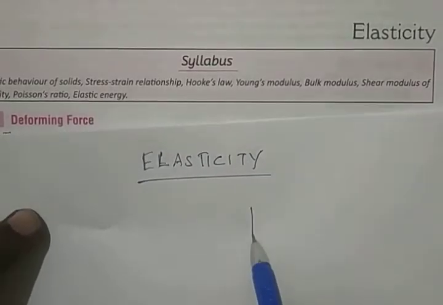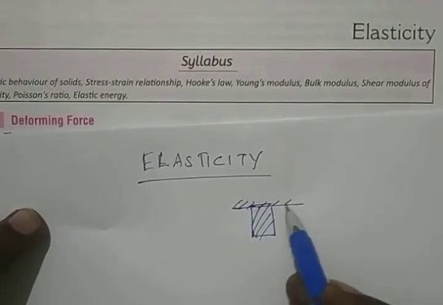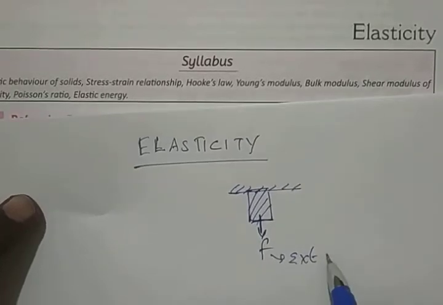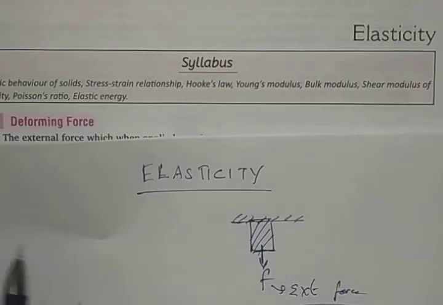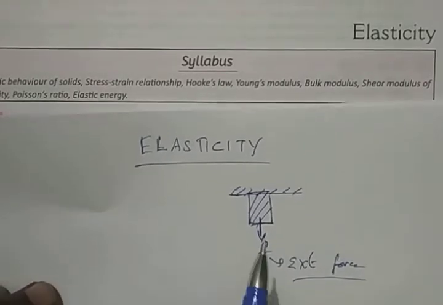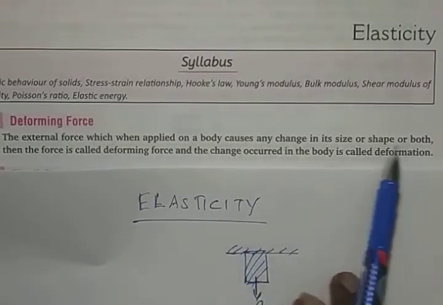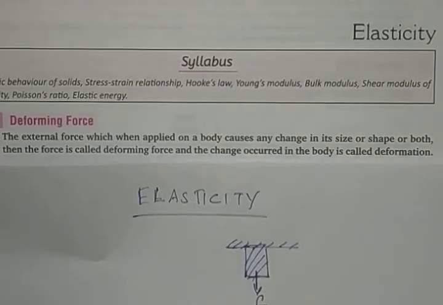Suppose you have some kind of a body which is attached here. Now you apply an external force. This force is called deforming force. You apply an external force, that is called deforming force. The external force applied to a body, which can cause a change in size, shape, or both, is called the deforming force.